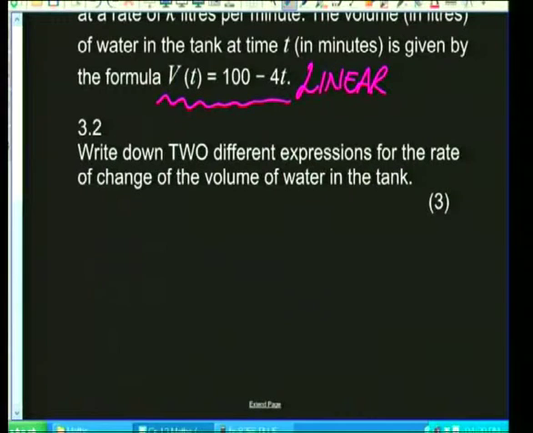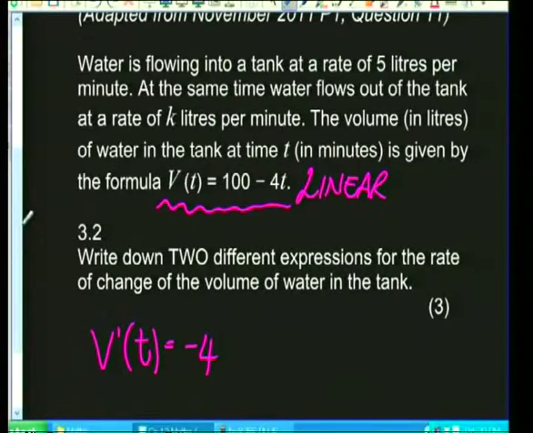So if I were to work out the derivative of the function, we would just land up with negative 4. And that's it. So no matter at what point in time we're talking about, it's going to be working at a rate of change of negative 4.